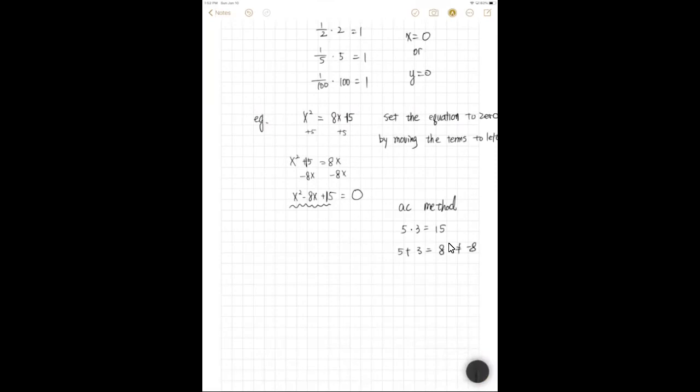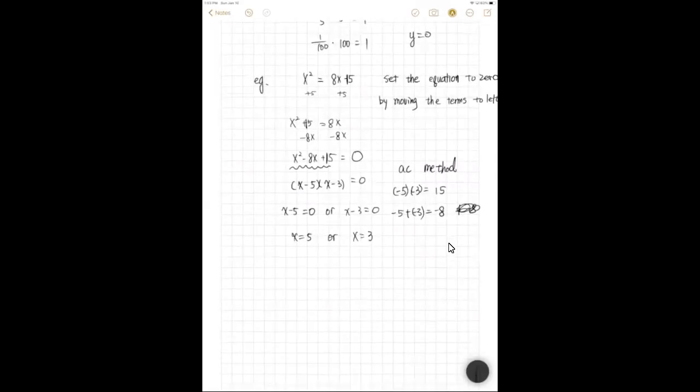So how can we turn this into negative? Remember, negative times negative is equal to a positive number. So instead of 5 times 3 equals 15, we can use -3 times -5 is equal to +15, and then -5 plus -3 is equal to -8. So here's the numbers we're looking for. x minus 5 times x minus 3 equals 0. Now we apply the zero product rule, which is x minus 5 equals 0, or x minus 3 equals 0. So I have x equals 5 or x equals 3.